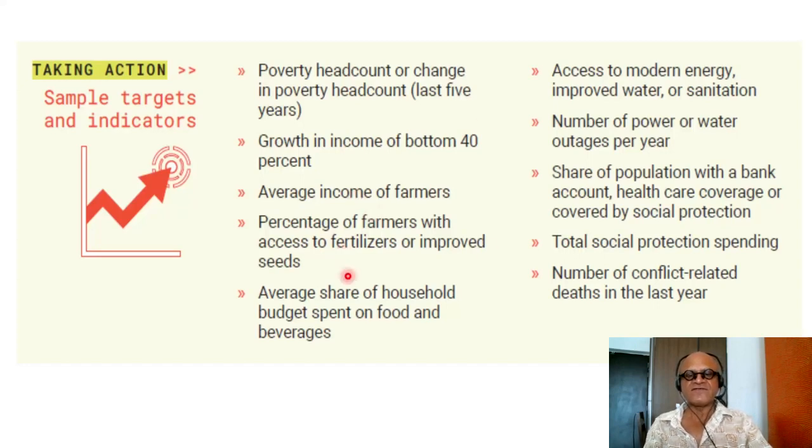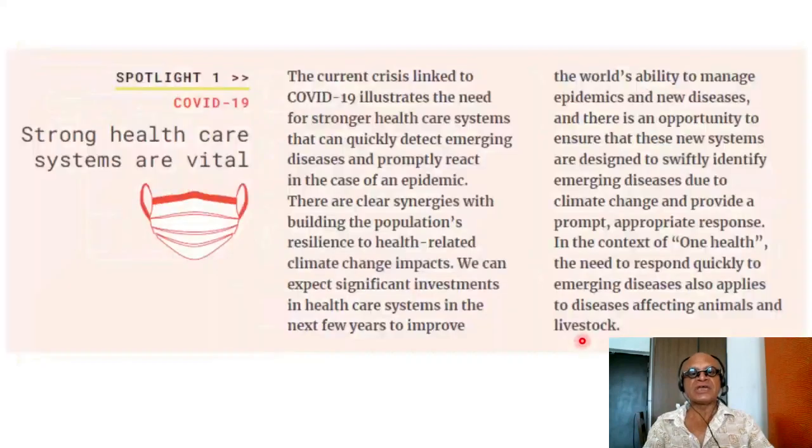Percentage of farmers with access to fertilizers or improved seeds, average share of household budget spent on food and beverages, access to modern energy, improved water or sanitation, number of power or water outages per year, share of population with a bank account, health care coverage or coverage by social protection of some sort, social welfare, total social protection spending as a part of government revenues, and number of conflict-related deaths in the last year. These often also help compute vulnerabilities and exposure to various natural and anthropogenic hazards.